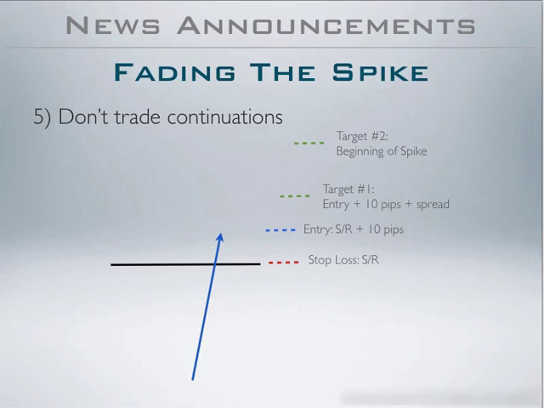Now, the second reason why I don't like trading continuations is because I don't really know where to locate my final target. I don't have a level of reference. When I trade counter spikes, I do have one reference level in order to locate that second target, which is the beginning of the spike, the price at which that currency pair was trading as the news announcement hit the market.